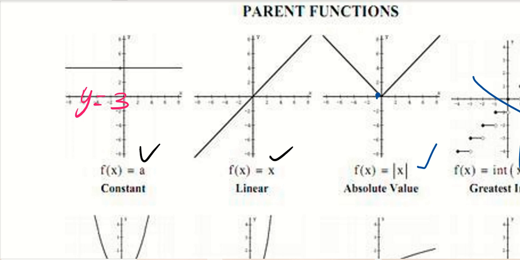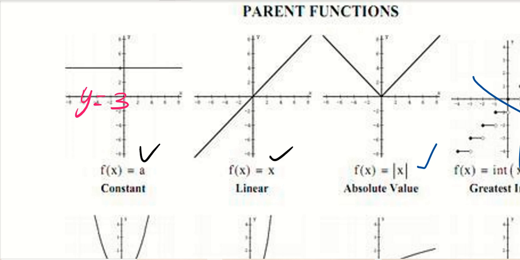Okay, the next parent function that we need to know, or that you do know technically, is a linear function. Obviously, it's a line that's either increasing or decreasing. That's just f of x equals x. But the new one that you need to know now is this absolute value one. It looks like a V.